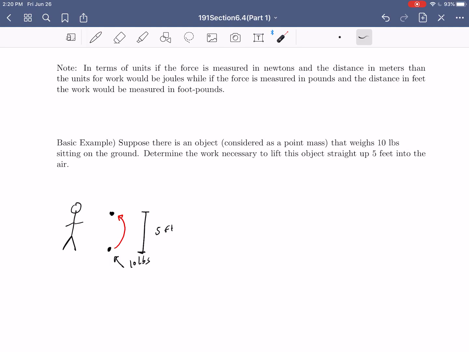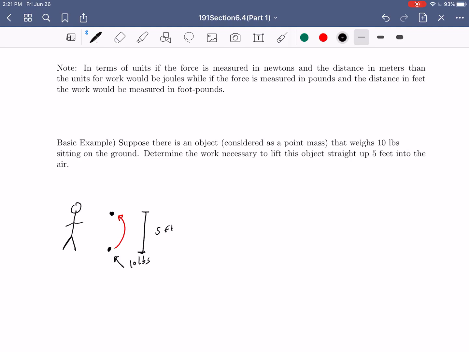So notice that this thing here is a constant weight. Weight is a very basic example of force. There are many other forces out there, but weight is an example of force. However much something weighs is equivalent to the force that is needed to lift it up. So we know that this is a constant force because it has a constant weight. And this entire object, considering that we're just treating it as a single point, needs to move that 5 feet.